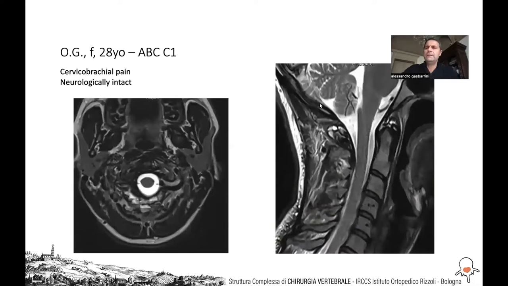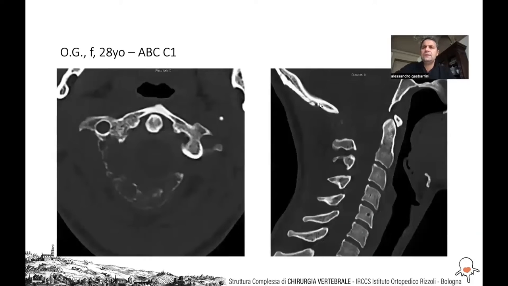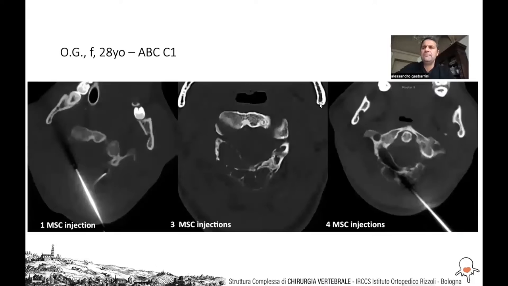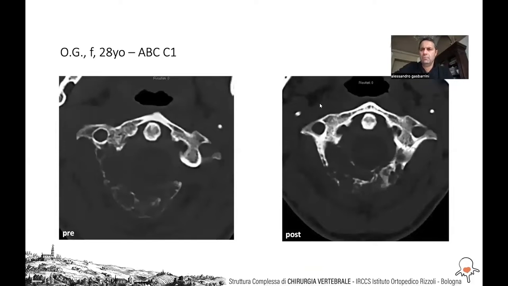A young woman, 20 years old, female with neck pain, no neurological issue. CT shows a lytic lesion in the posterior arch of C1, biopsy confirmed ABC. She was submitted to 4 mesenchymal stem cells injections in 1 year's time, withdrawn from L4. We had a clinical and radiological good outcome 1 year after the beginning of the treatment.